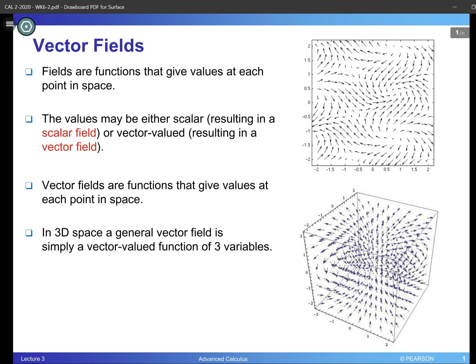Today's lecture is about vector fields, but first, let's understand the basic concept of fields. As you can see, fields are functions. So we have the keyword right at the get-go: functions. Fields are functions, but not just any functions. They have to be the ones that give values at each point in the space. What does it mean to give a value to a point in the space?